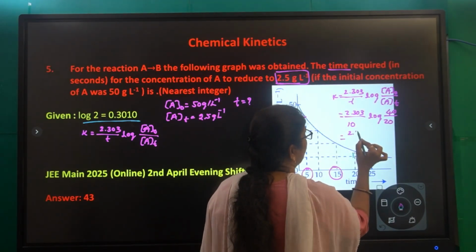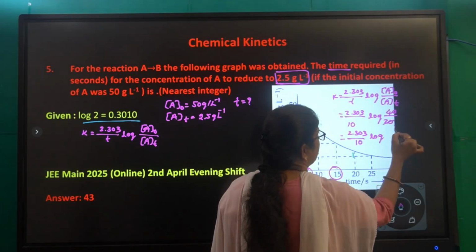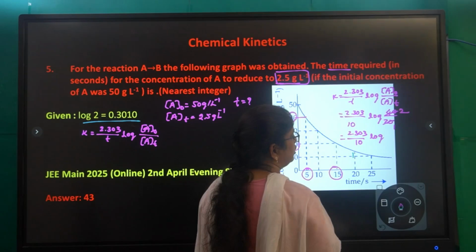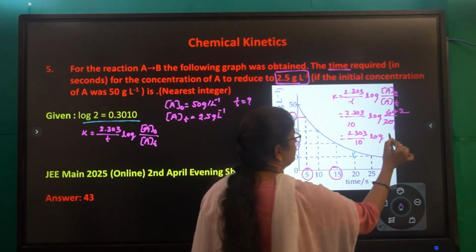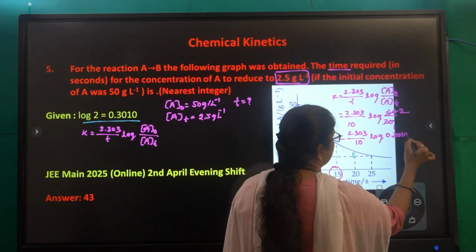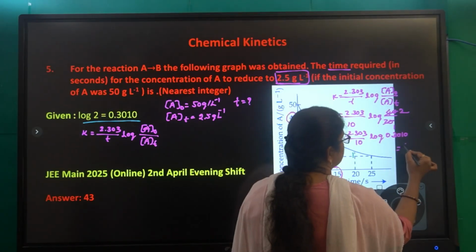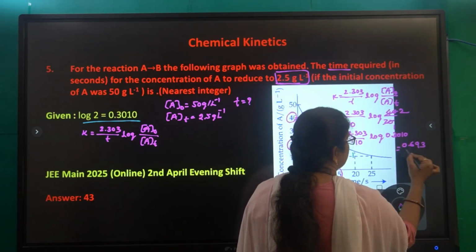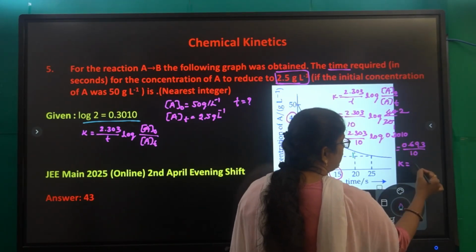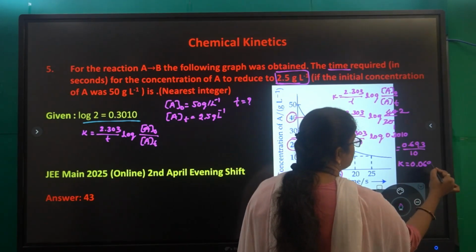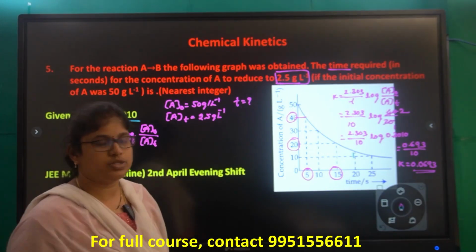So now 2.303 by 10 log 40 by 20, that is log 2, right? Log 2 value. So log 2 is equal to how much? 0.3010. So 2.303 into log 2 is equal to how much? 0.693, right? So 0.693 by 10. So K is equal to how much? 0.0693. So from this we got the rate constant 0.0693.